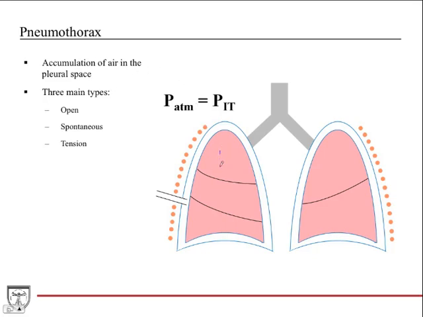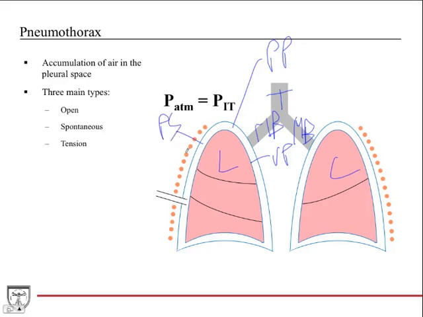So we look at this diagram here, we have our lungs on either side, we have our trachea, we have our main bronchi here, and here. You have your parietal pleura here, visceral pleura here, pleural space right here. And so what it is, it's accumulation of air in the pleural space here, okay? That's all it is by definition. And you have 3 main types: your open, your spontaneous, and your tension.